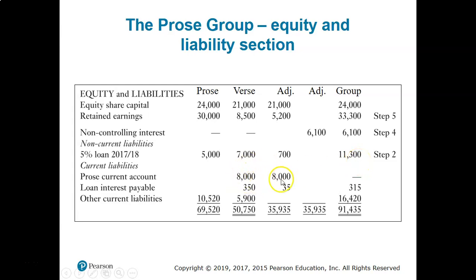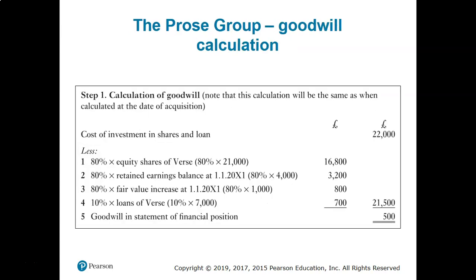And as I mentioned before, this needs to be omitted because this is an intercompany transaction, and this 35 needs to be omitted as well. Then these two are added together, and this is the group financial statements. It's very simple if we understood. Let's see the details here.